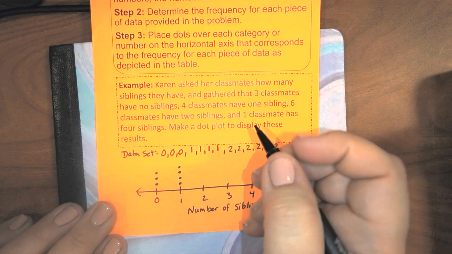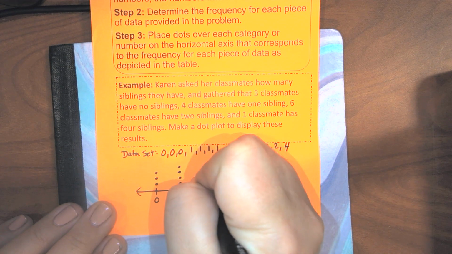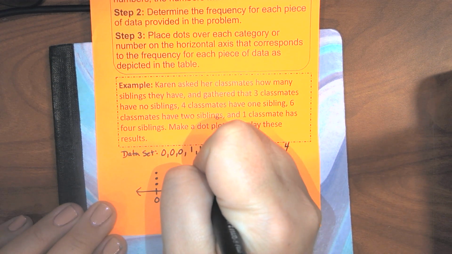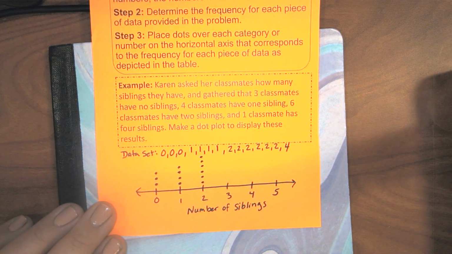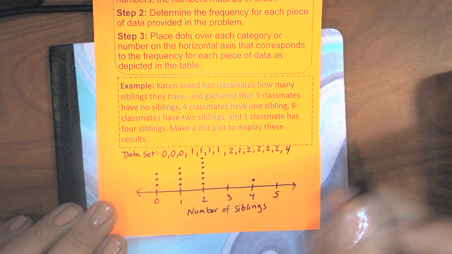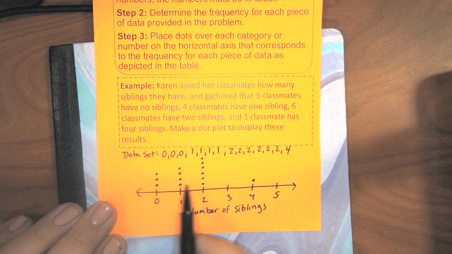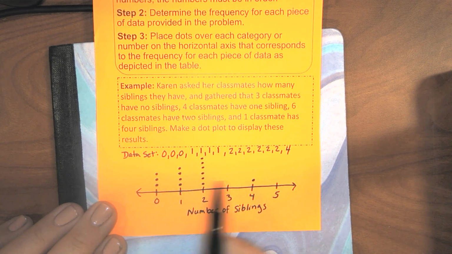For 2's there are 6, so I'm going to have to squeeze this in a little bit. I didn't leave myself a lot of room. 1, 2, 3, 4, 5, 6. And then 3's there are none, and 4 there is 1. So all of my first dots should be in a row, all my second dots should be in a row, horizontally. They should be lined up horizontally.